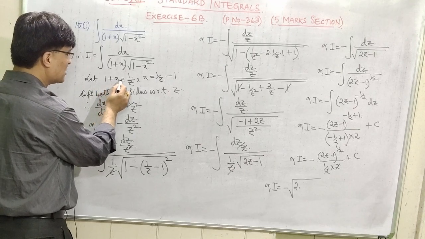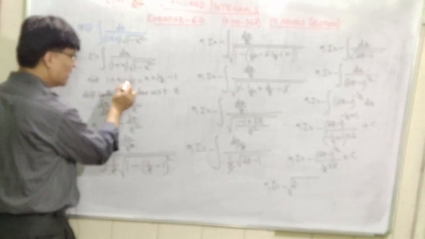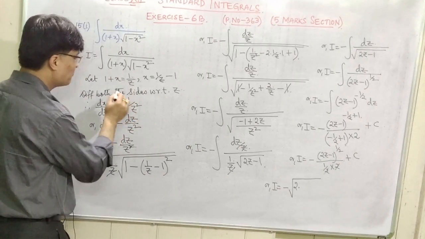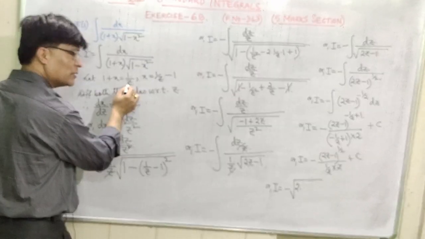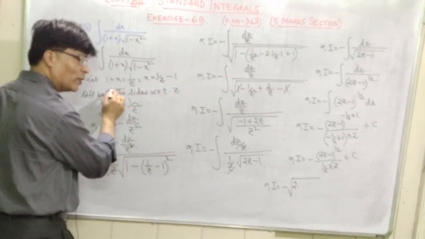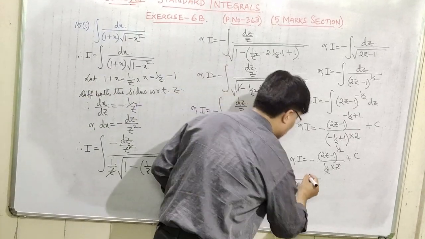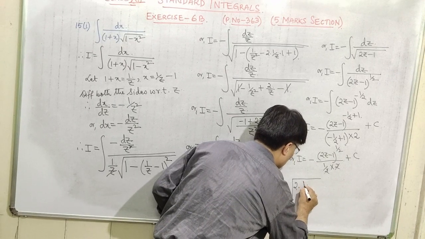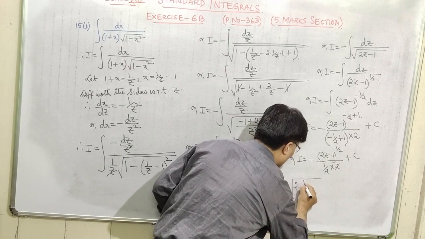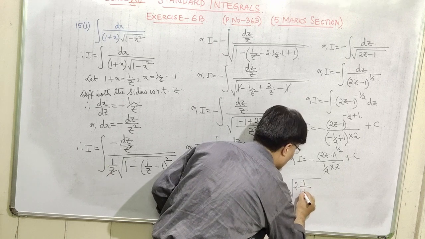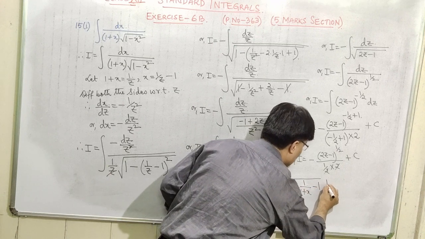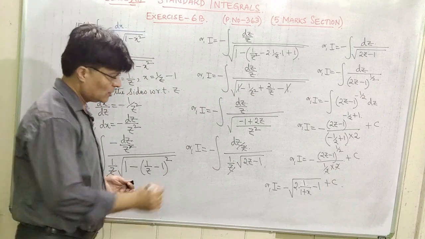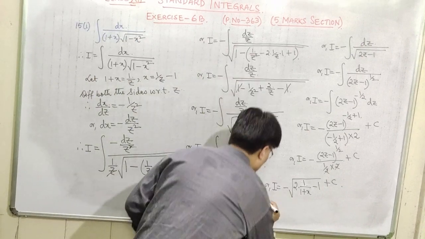If 1 plus x is equal to 1 upon z, what is the value for z from here? It is 1 upon 1 plus x. Is that understood? If 1 plus x is equal to 1 upon z, so z is equal to 1 upon 1 plus x. So it is 1 upon 1 plus x, then minus 1 plus c. Is that clear? So let's simplify it.